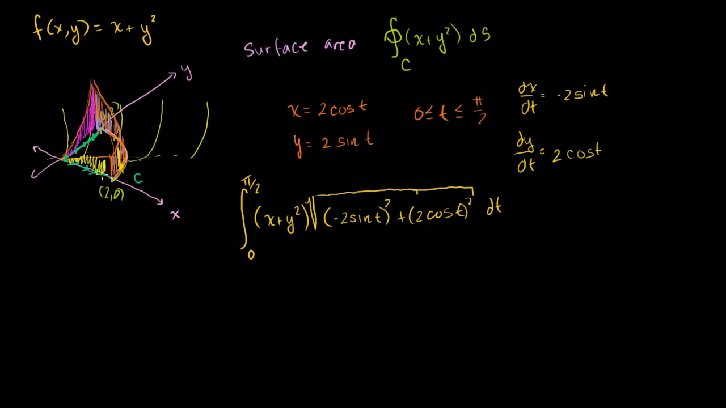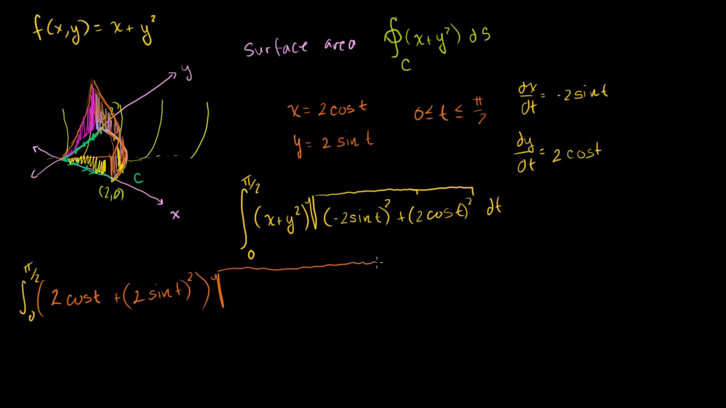Then we can worry about the other 2 walls. And so how can we simplify this? Well, this is going to be equal to the integral from 0 to pi over 2 of x plus y squared. And actually, let me write everything in terms of t. So x is equal to 2 cosine of t, so it's 2 cosine of t plus y, which is 2 sine of t, plus 2 sine of t. And we're going to square everything. And then all of that times this crazy radical.